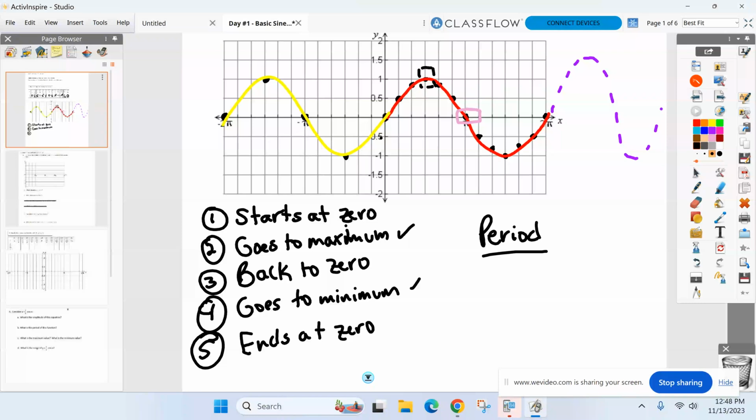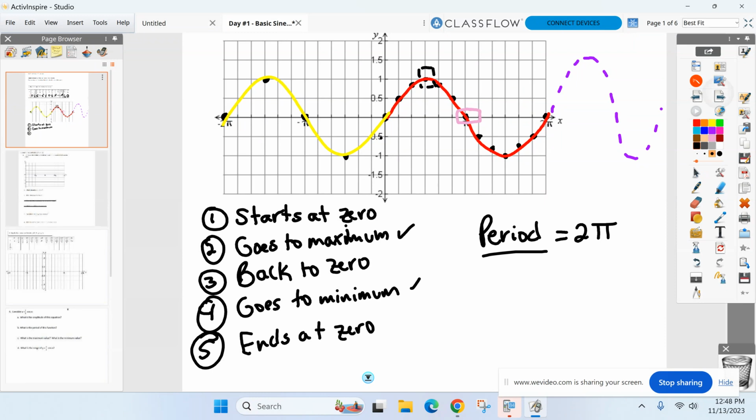2 pi. So we say the period here is 2 pi. How long on the x-axis it takes to make a full curve before it starts repeating. Okay? That's what period is. You're going to hear that word again and again. Any questions about the sine curve? I got to take a break here. Everyone good? Okay, let's try out another one here.